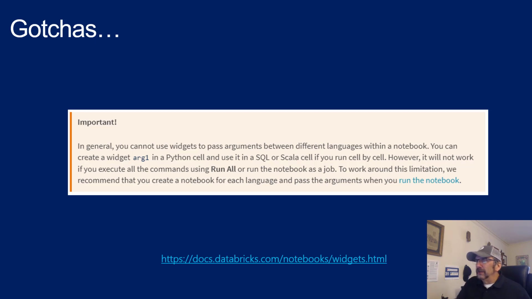So this is where they're talking about this. This is where they're saying if you want to pass arguments between different languages in a notebook, then they recommend you create a widget and pass it around, and you have to run it cell by cell. It has problems, I guess, passing arguments between different types of languages in the notebook. So just be aware of that.